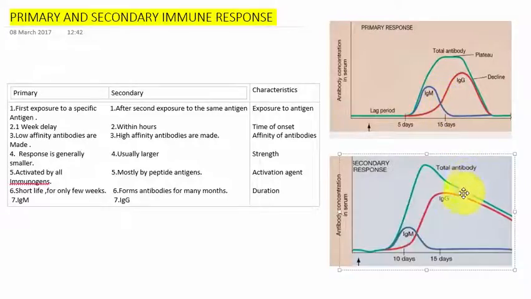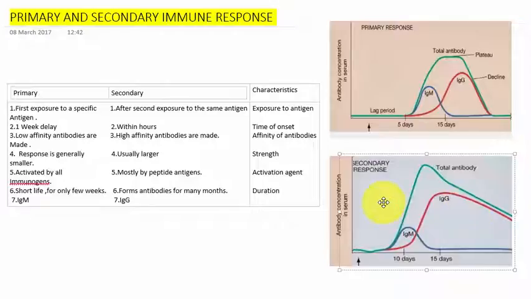The next is the secondary immune response. The secondary response occurs when the same antigen enters the body again, maybe the second time or third time. Here you can see the lag phase is a very small phase, and the exponential phase is very rapid and a higher level of antibody production takes place. And in this case the predominant antibody is IgG type.